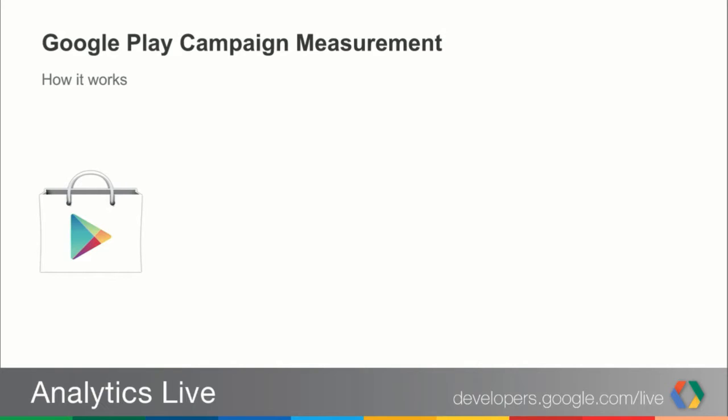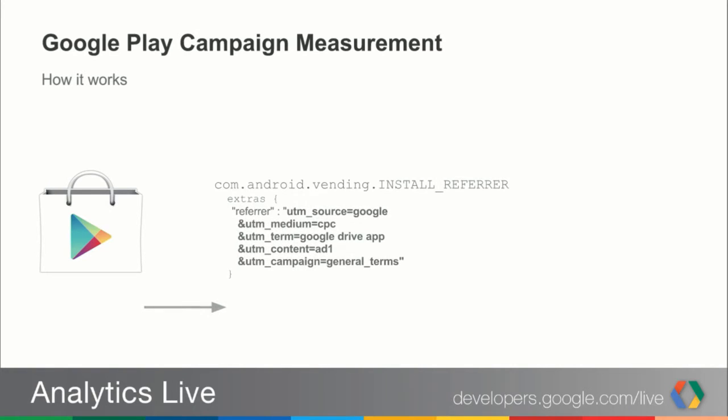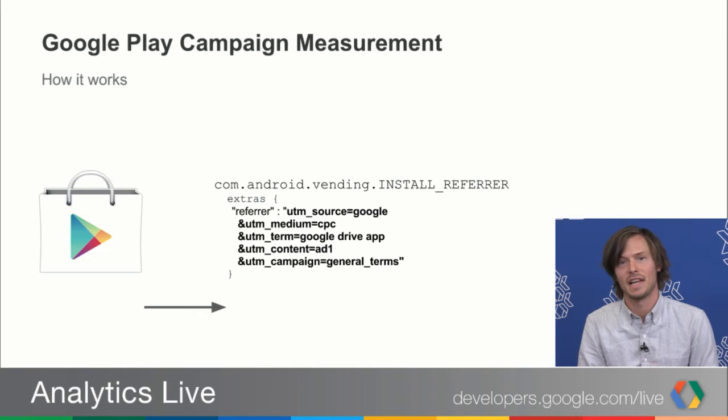What happens from there, if they choose to install the app right then, is that the Google Play Store app on the device is going to broadcast this install referrer intent. As part of that intent, it's going to grab the value of that referrer parameter from the link that you used to send people there, and it's going to include that as a string extra in that bundle with the intent.